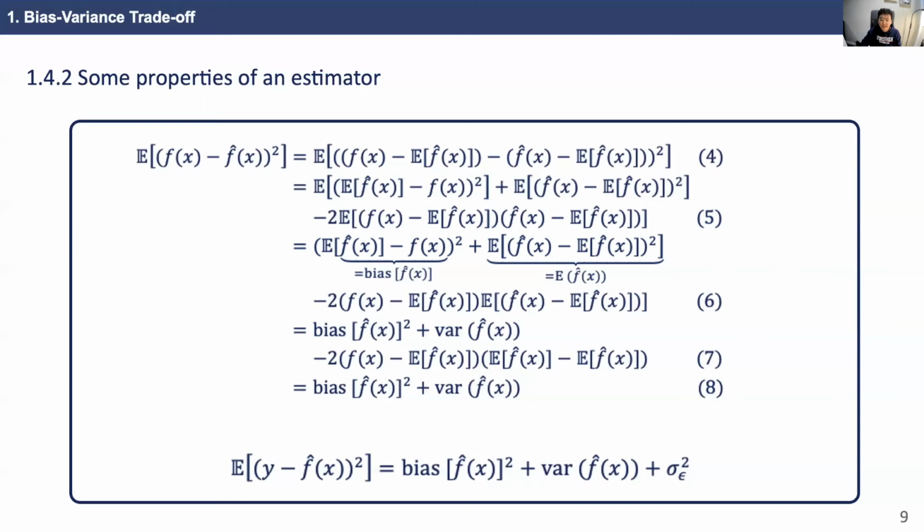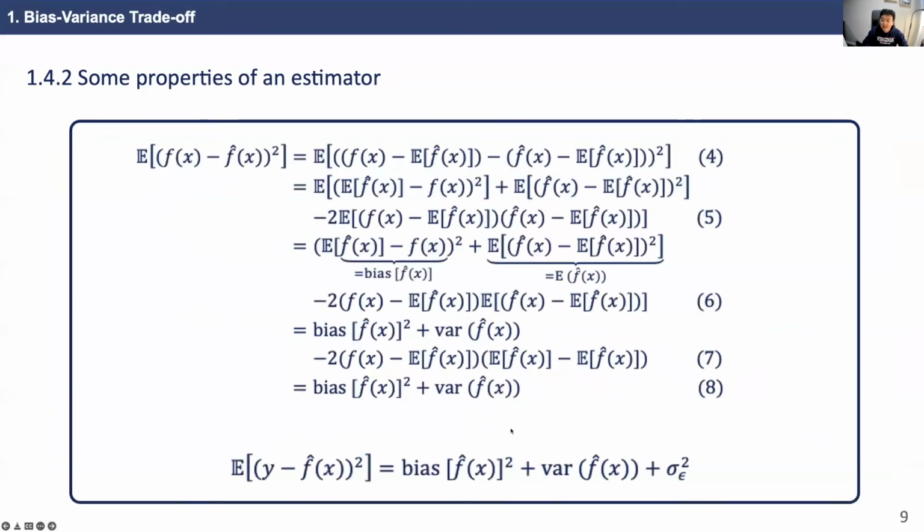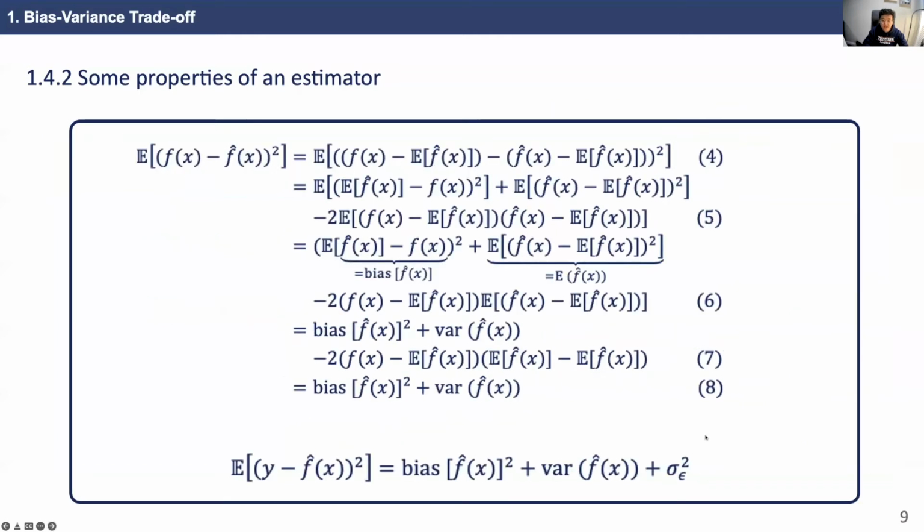Therefore, we see in equation 8 that the expectation of (f x minus f hat x) squared is the sum of squared bias and variance. When we combine equation 3 and equation 8, we end up with this last equation, the summation of the squared bias, variance, and irreducible error terms. I know this is complex, so if you have any question, please do not hesitate to contact me. I will explain in more detail if you want.